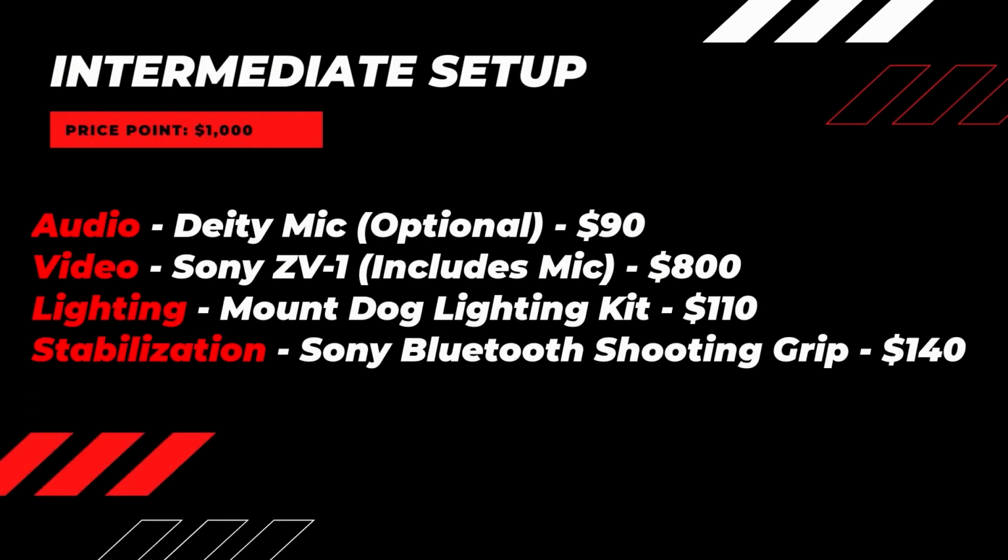The price point here, $1,000. The audio, the Devity microphone, which is optional at $90, and that's because for video, we're gonna use the Sony ZVI, which is gonna include a microphone, and it's a great microphone, especially for an intermediate setup. Then for lighting, Mount Dog's lighting kit at $110. If you already have the ring light, you can use that. And for stabilization, I love the Sony Bluetooth shooting grip, which is only gonna run you about $140. When I got my Sony Bluetooth shooting grip, I actually purchased it in a package, which was with the Sony ZVI.